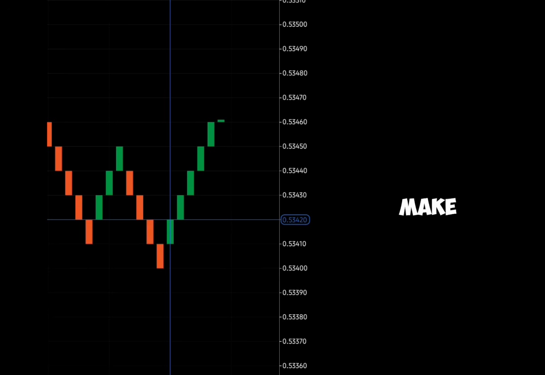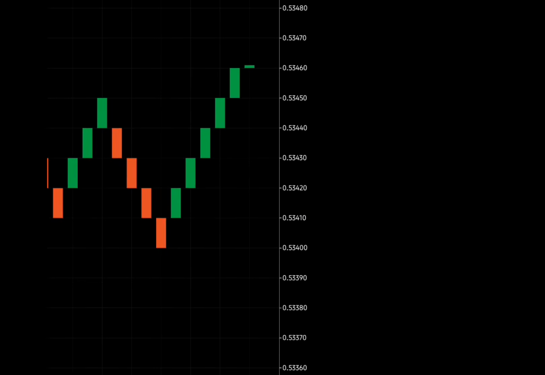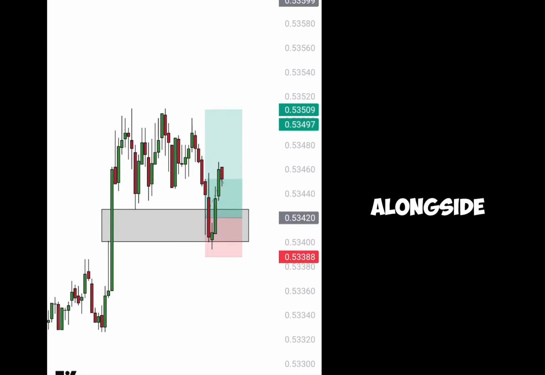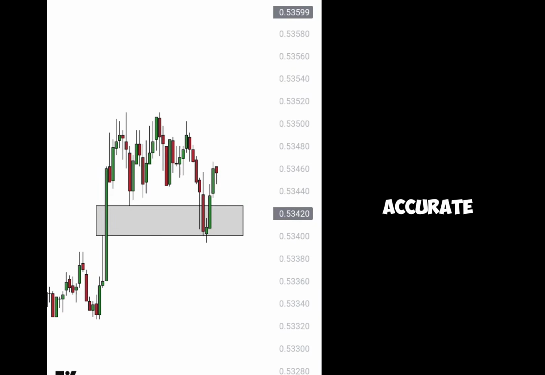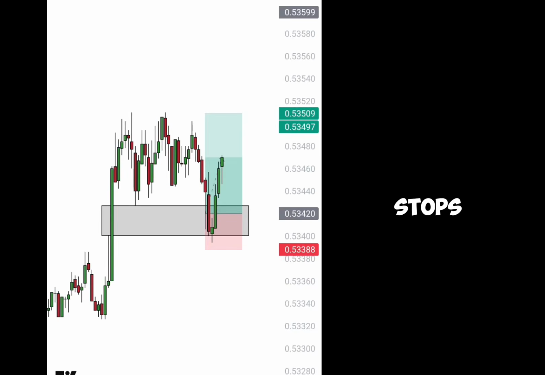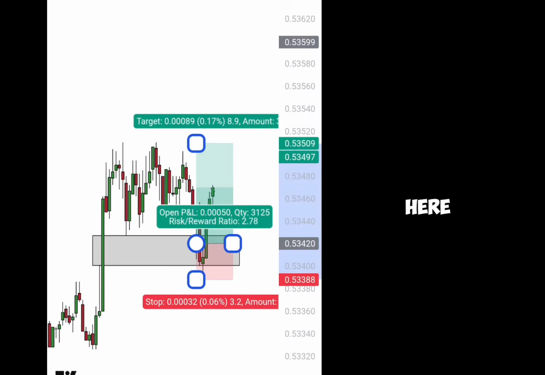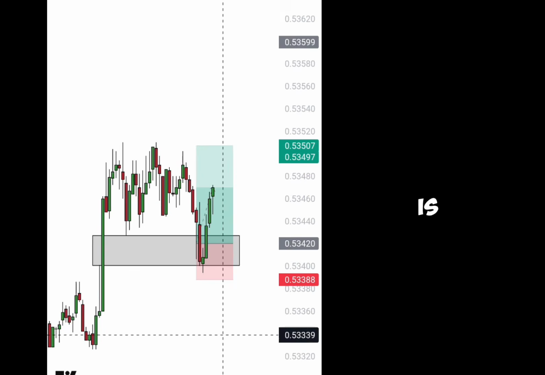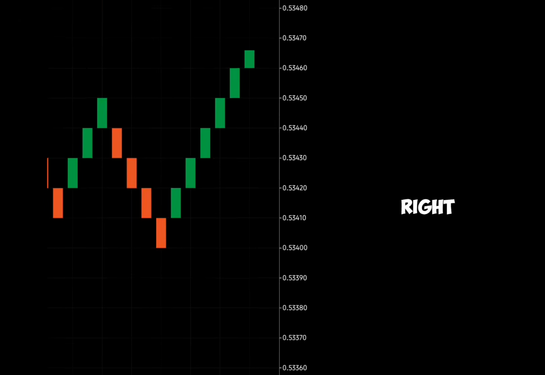So you don't make use of the cTrader alone. You use the cTrader alongside the TradingView to get accurate entries, define stop losses, and it can also help you to trail stops. Okay, so your target is here. So you see, as the market is moving here, you would see also that it is moving here, right there.